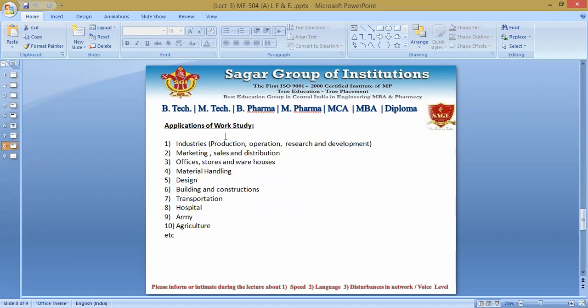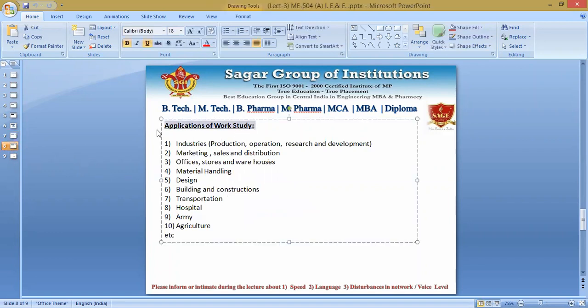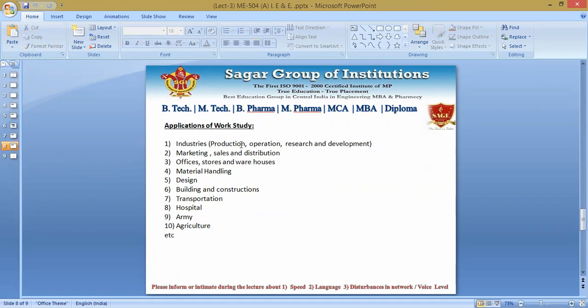Then comes the application of work study. We basically are discussing industries, that is the production side, but there are certain more areas where we can include the work study part.